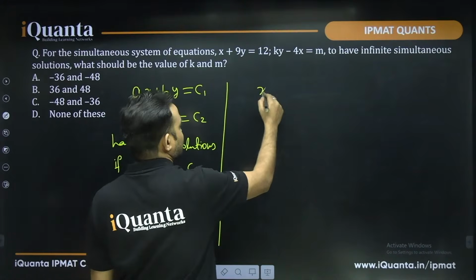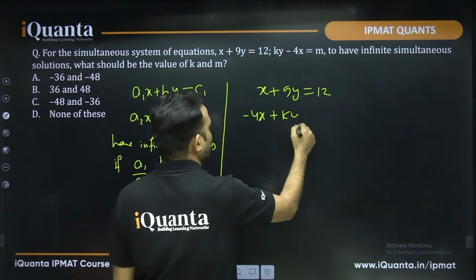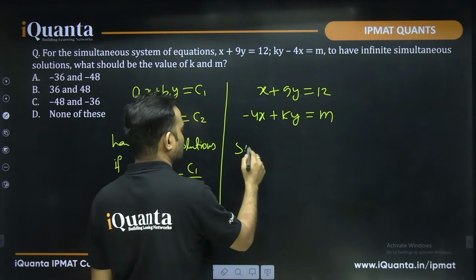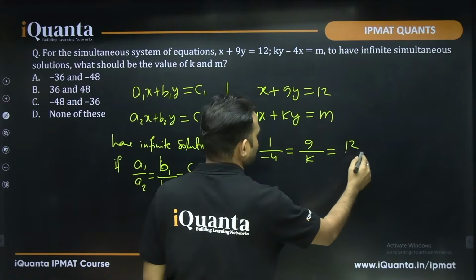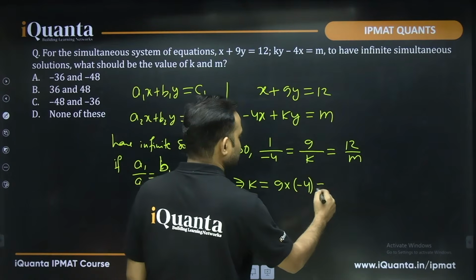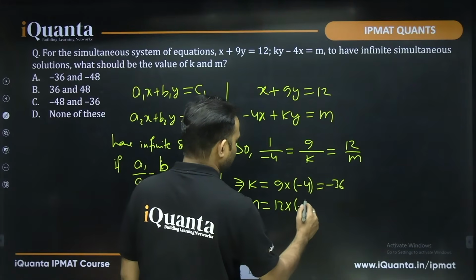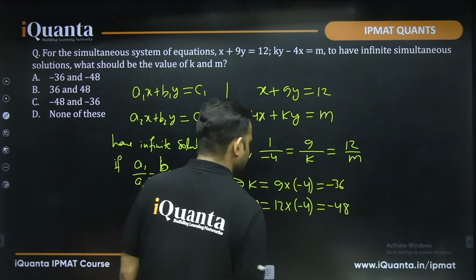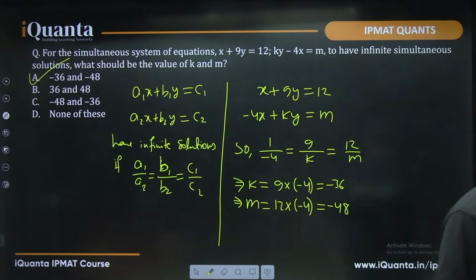So if I write it, x plus 9y is equal to 12, minus 4x plus ky is equal to m. So what we can say, 1 upon minus 4 should be equal to 9 upon k, that should be equal to 12 upon m, or k will be equal to 9 into minus 4, that is equal to minus 36, and m will be equal to 12 into minus 4, that is equal to minus 48. So yes, option A is absolutely correct. Option A is the correct answer, guys.